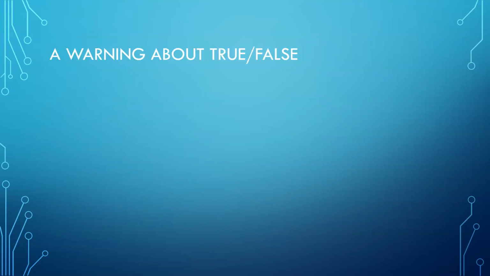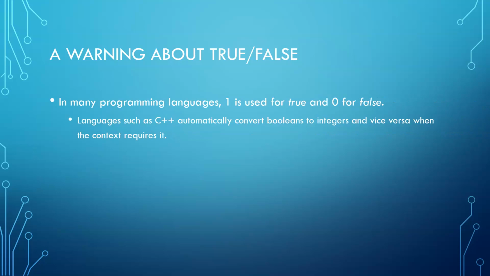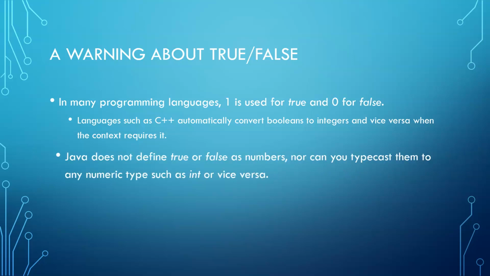Now, I have a quick warning for you about using true, false. In many programming languages, 1 is used to represent true, and 0 is used to represent false, pretty much because 1 was the on, or the high voltage state, and 0 is the off or the low voltage state. Languages such as C++ automatically will convert Booleans to integers and vice versa when the context requires it. Java, though, does not define true false as numbers. It doesn't have any numeric equivalency, nor can you typecast them to a numeric type such as int or vice versa. I mean, there are some ways you could try to finagle it, but it is not the way they're built into Java.